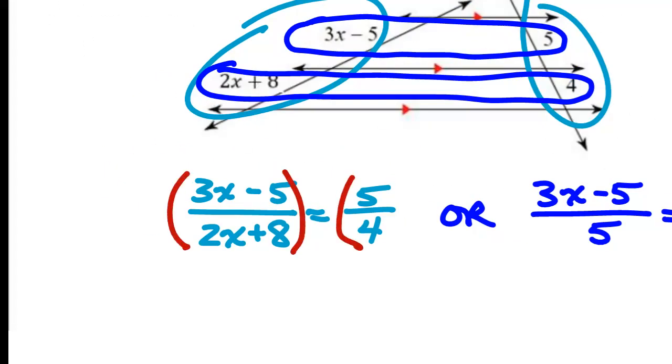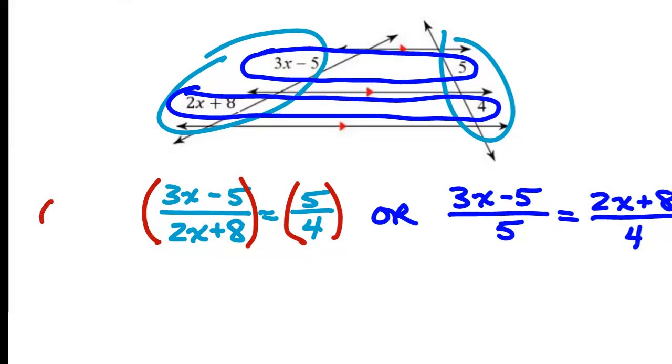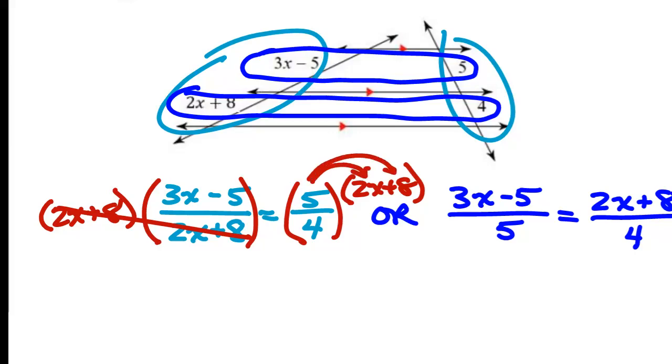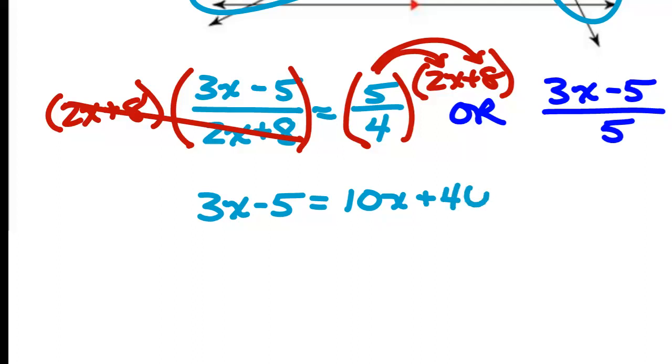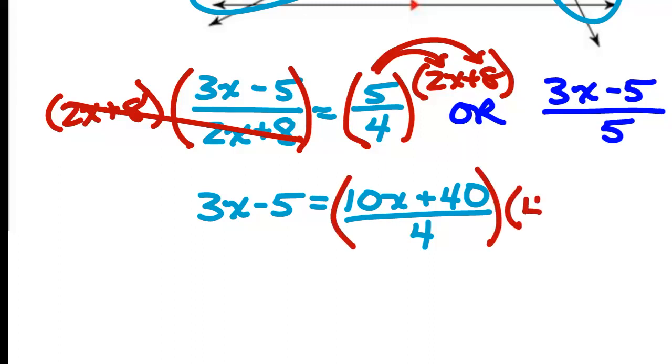If we're doing light blue, we need to multiply by our denominators. Let's multiply by the horrible looking denominator first. Let's multiply both sides by 2x plus 8. The 5 would have to distribute to both of those numbers since it's a binomial. So I would have 3x minus 5 equals 10x plus 40 over 4. Then we would have to multiply by our second denominator. So we're going to multiply both sides by 4.